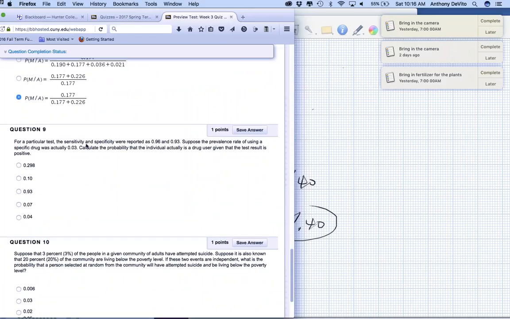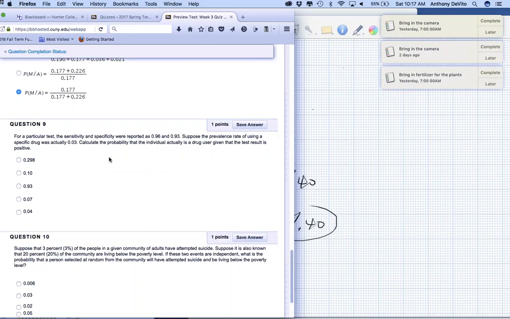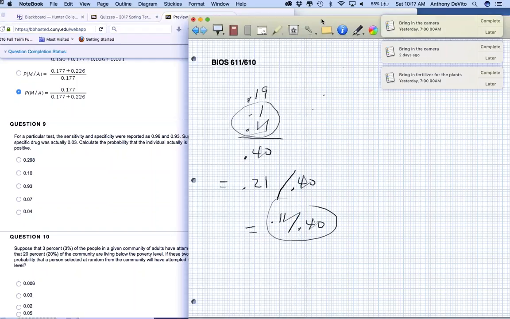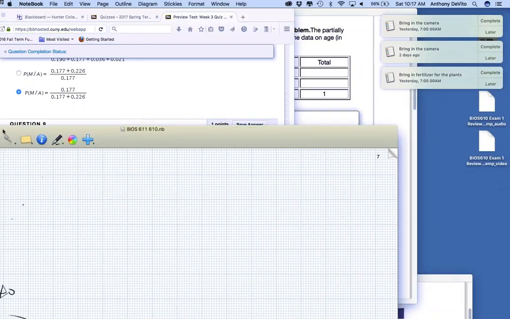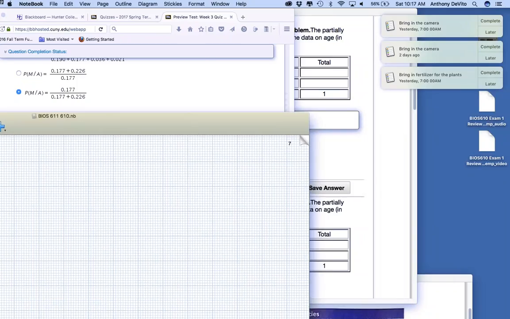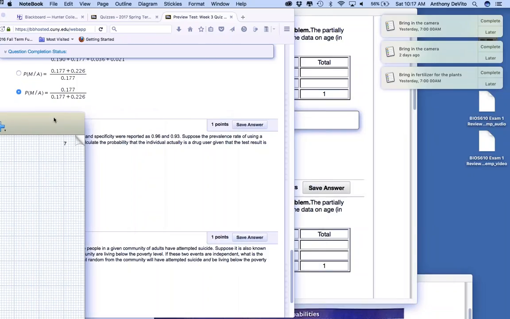Okay, for a particular test, the sensitivity and the specificity are 0.96 and 0.93. Suppose that the prevalence rate of using a specific drug was actually 0.3. Calculate the probability an individual actually is a drug user given that the test is positive. So we want to calculate the positive predictive value here. This is a little bit more complicated, so I'm going to take a closer look at this one. I'm going to give you two ways that you can solve these problems.